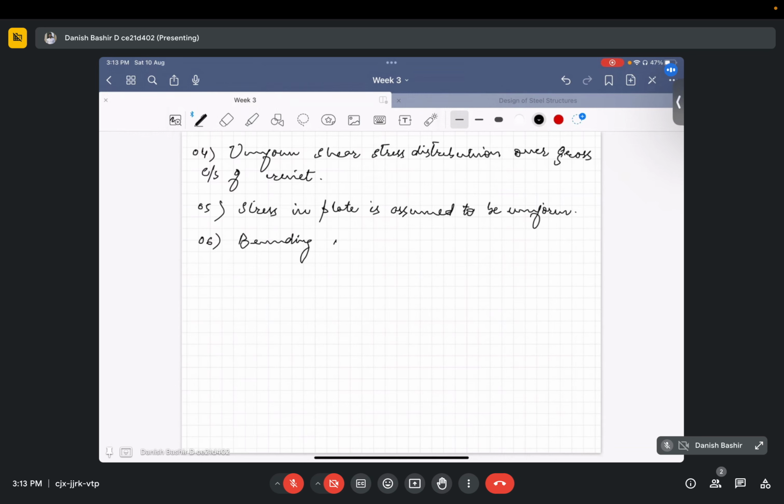The sixth assumption is that bending of rivets is neglected.